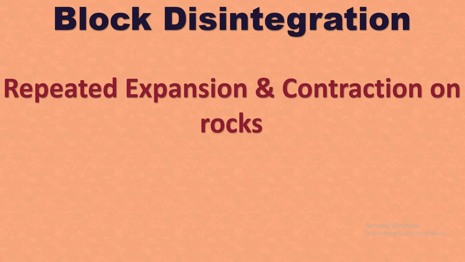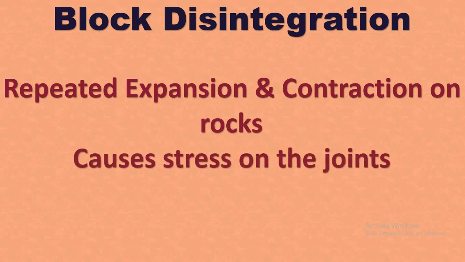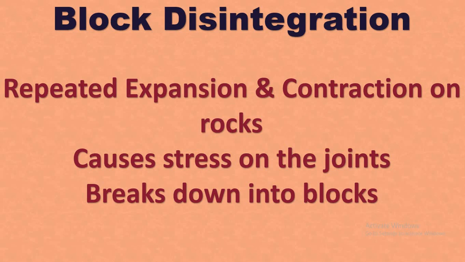The third type in physical weathering is block disintegration. With the word itself you can recognize that the rock has been divided into blocks. Okay, this happens due to the expansion and contraction of the rocks throughout the day. So it causes stress to the joints, which results in pieces, that is blocks of rocks. Okay, broken down into blocks of rocks. This is what block disintegration is. So what were the three divisions of physical weathering? The first one is exfoliation, the next one is granular disintegration, and the third one is block disintegration.